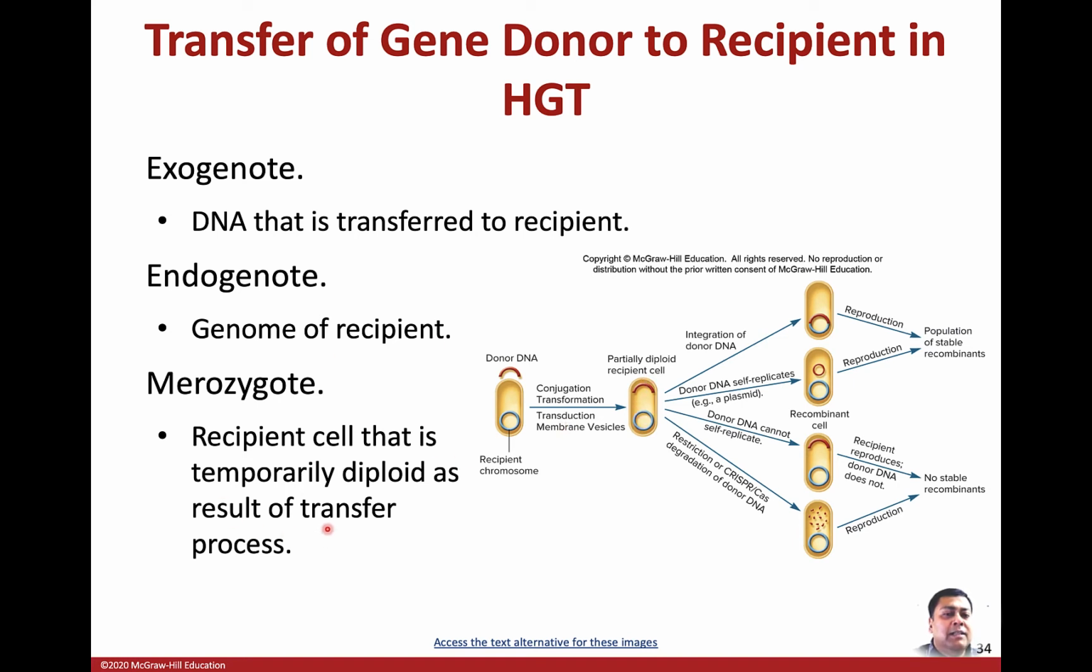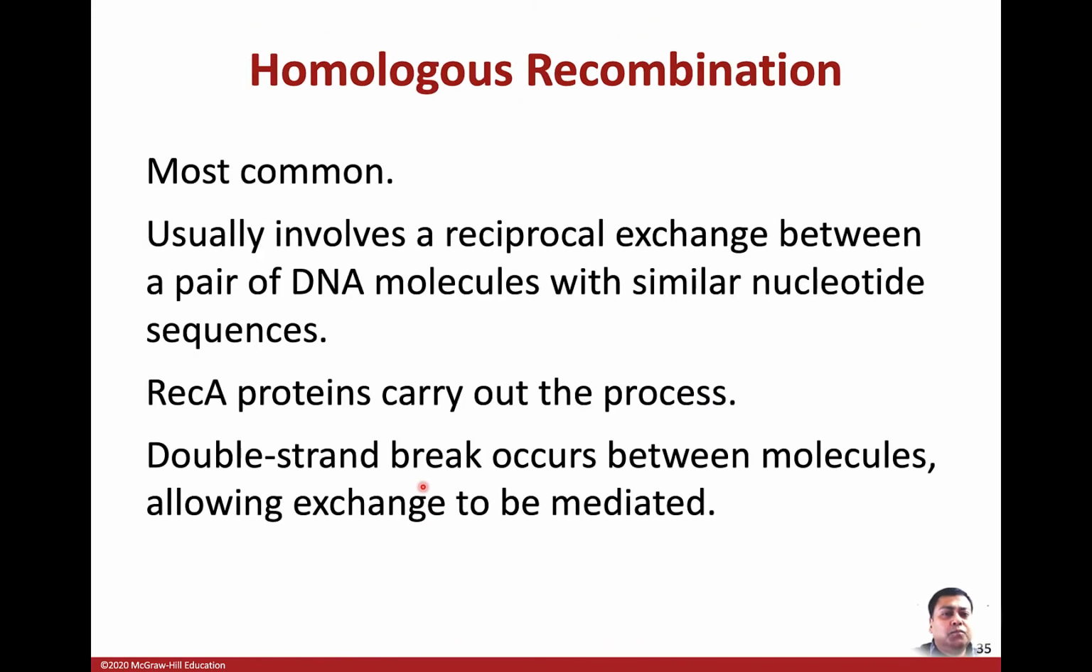A merozygote is the recipient cell that is temporarily diploid as the result of a transfer process. So right here, this could be a condition where you have a merozygote, where the cell is temporarily diploid due to the resultant transfer. Homologous recombination is the most common form and usually involves a reciprocal exchange between a pair of DNA molecules with similar nucleotide sequences. And the RecA recombinase proteins carry out this process. We talked about that many times. And a double-strand break occurs between the molecules, allowing exchange to be mediated.